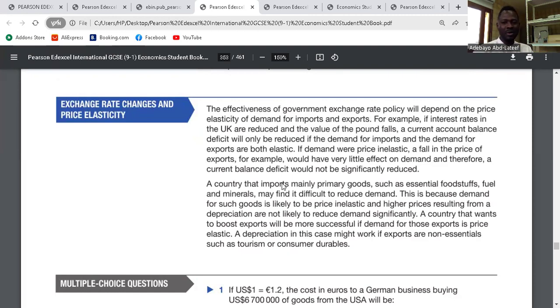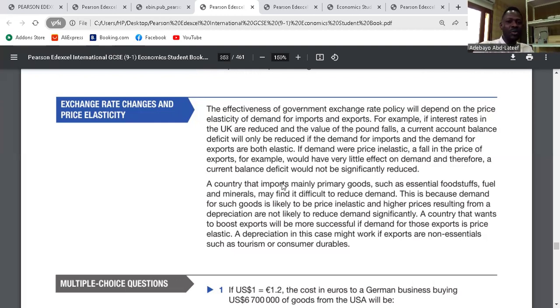So what is the effectiveness of government exchange rate policy on price elasticity of demand for imports and exports? Here we start with: if the interest rate is reduced, the value of the pound will fall, or the value of the dinar will fall. And that will increase what? It will increase demand for exports, that is, if the demand for exports is price elastic. Do you understand?